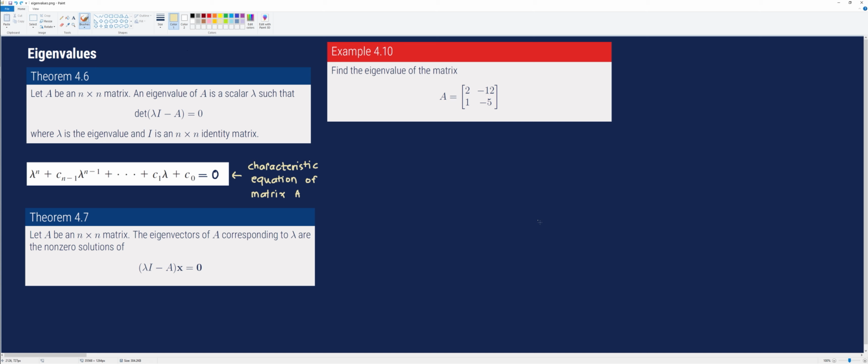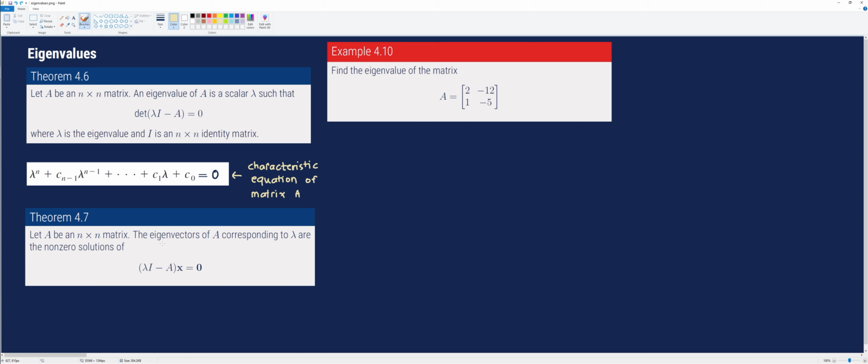Moreover, when we expand to polynomial form, the polynomial lambda to the n plus c sub n minus 1 times lambda to the n minus 1 plus so on, c sub 1 times lambda plus c sub 0 is equal to 0. So we call this the characteristic equation of matrix A. This definition tells you that the eigenvalues of an n by n matrix A correspond to the roots of the characteristic polynomial of A. To define how we find the eigenvectors of a matrix, we use this theorem 4.7.